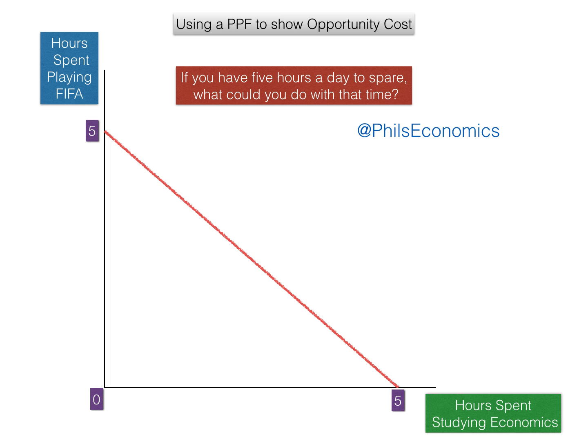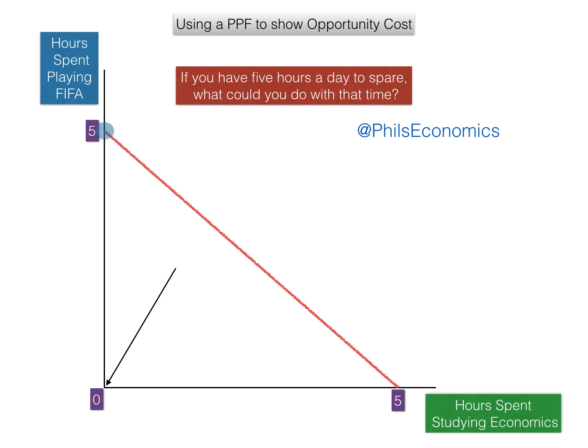The key point of the PPF is to show opportunity cost really. Opportunity cost being the benefits lost when the next best alternative is taken. Here, if we choose to spend 5 hours playing FIFA, it leaves us no time to study economics, and vice versa. So, by playing 5 hours of FIFA, we've effectively given up 5 hours of studying economics. And that's the opportunity cost, the benefits lost. We no longer have those benefits accrued from studying economics.